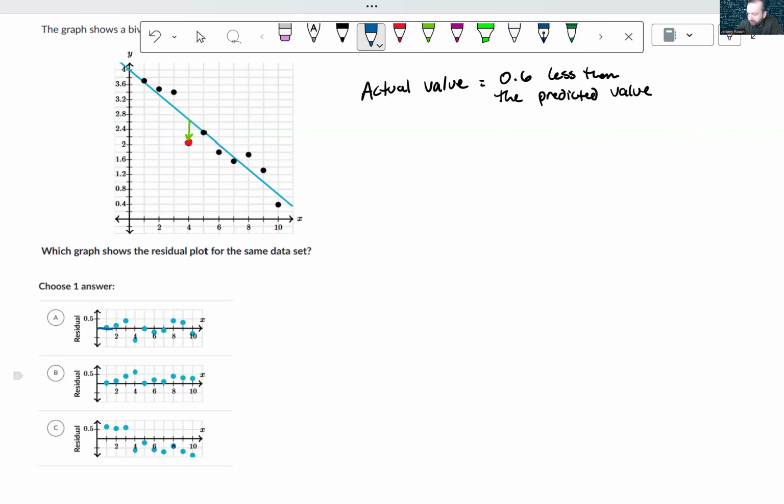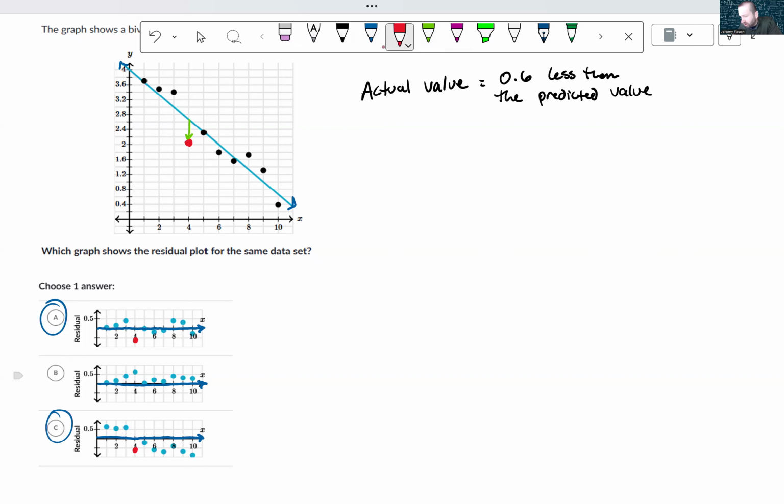So our x-axis is our line of best fit for all of these. That blue line that I'm drawing right now is the same blue line that we see on our graph here. So we're looking for a data point that's 0.6 below the blue line. And so far I'm seeing A and C for when x equals 4. I'm just going to use the red to match this red point here. So that's 0.6 below our predicted value.